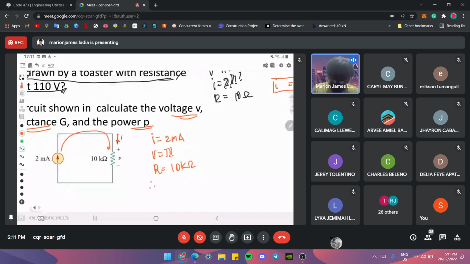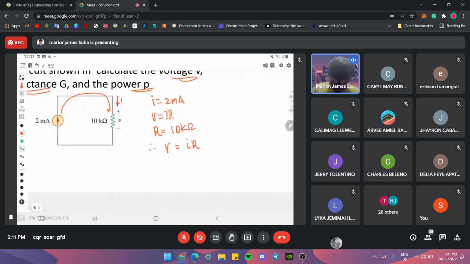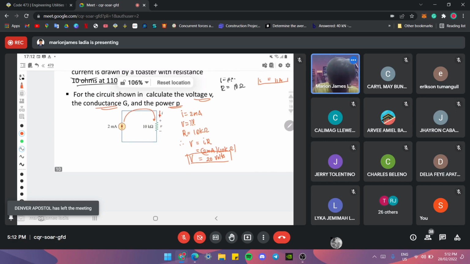So therefore, we have a value of our voltage which is equal to IR. So positive yan. So from that, I will have a value equal to 2 milliampere multiplied by my 10 kilo ohm. So 10 kilo ohm is 10 raised to positive 3. Milli is 10 raised to negative 3. So makakancel lang yan kasi negative 3 plus positive 3 is 10 raised to 0, which is equal to 1. So therefore, I will have a value equal to 20 volts. Okay, that is my voltage.